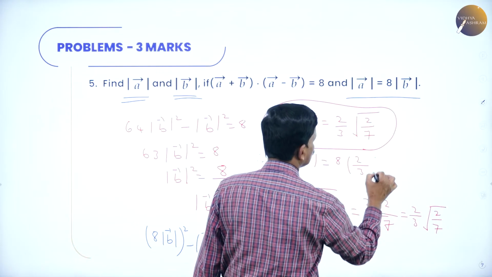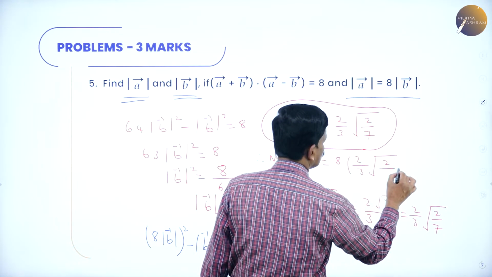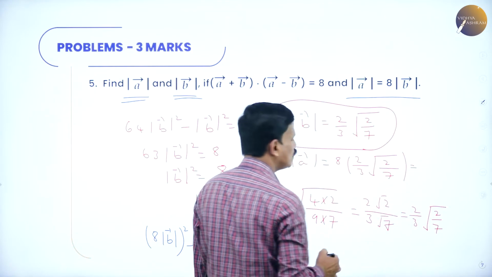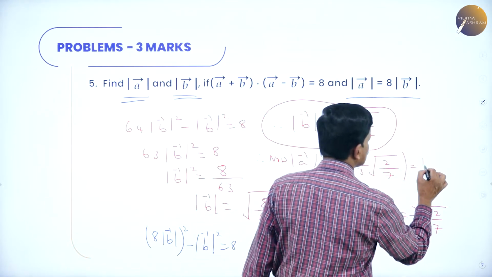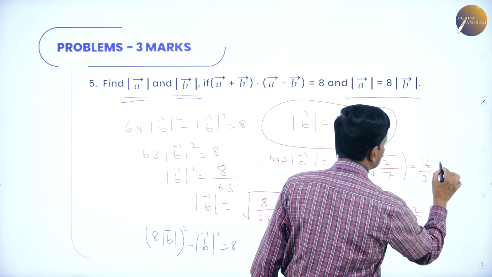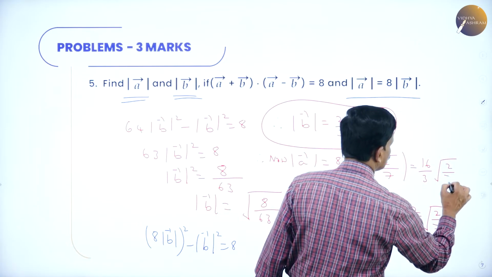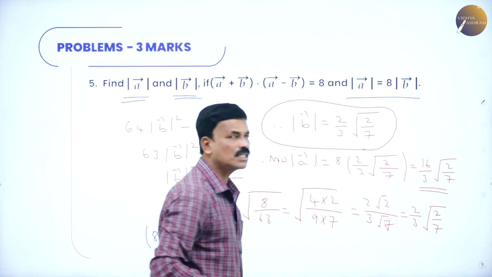2 by 3 into square root of 2 by 7. This can be written as 8 2s are 16, 16 by 3 into square root of 2 by 7. This is the required answer.